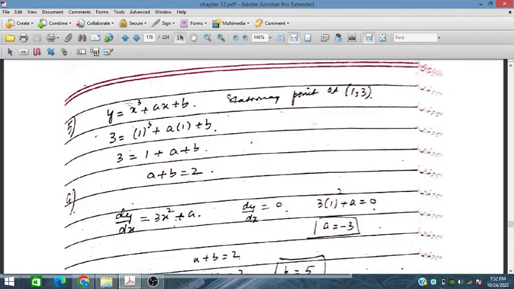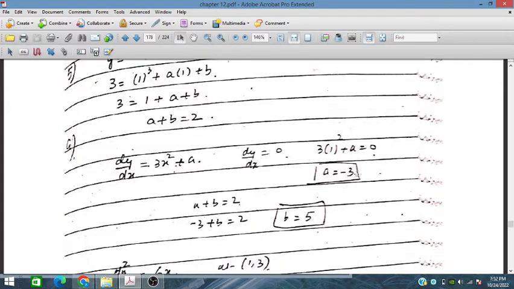Take the derivative of this: dy by dx is 3x squared plus a, and dy by dx is equal to 0. Placing the stationary value 1 at the x value, this gives 3 plus a is equal to 0, so a is equal to minus 3. Now place this value in equation 1, and this becomes minus 3, so b is equal to 5. So a is equal to minus 3 and b is equal to 5.